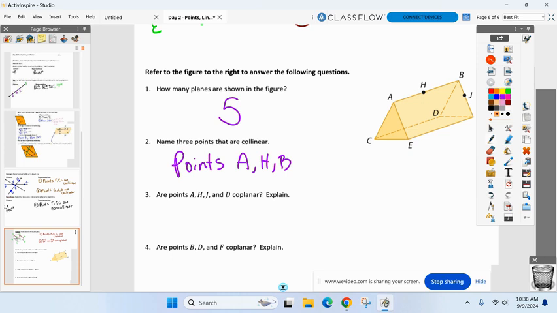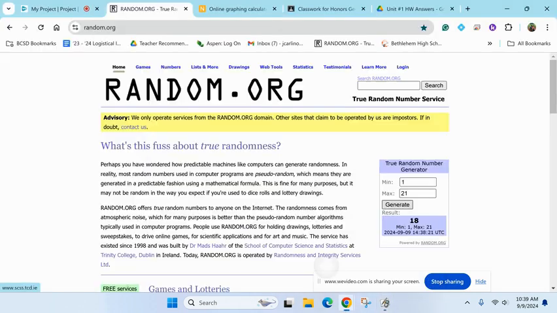And are points A, H, J, and D coplanar, meaning all 4, not 3 out of 4, not 2 out of 4, all 4 are on one of those 5 planes? Yes or no? I don't need an explanation, just yes or no. A, H, J, and D, coplanar. What do we think? Let me look at Gage.